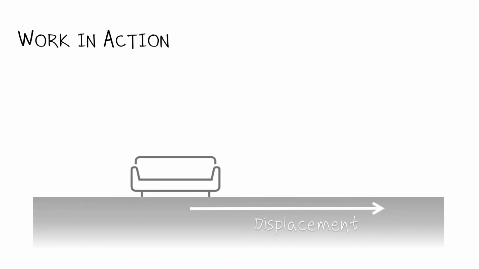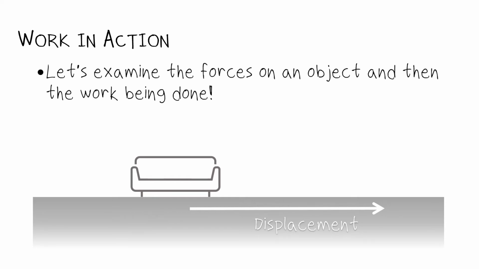I know that on-by thing can be kind of confusing. So let's look at this in the context of a sample scenario. You're pushing a couch across the living room floor or something. And if we look at the forces acting on an object, we can use those as a window into the work being done on the object. And we've done this before. We've looked at the forces acting on an object on this channel. So hopefully this won't be too bad.